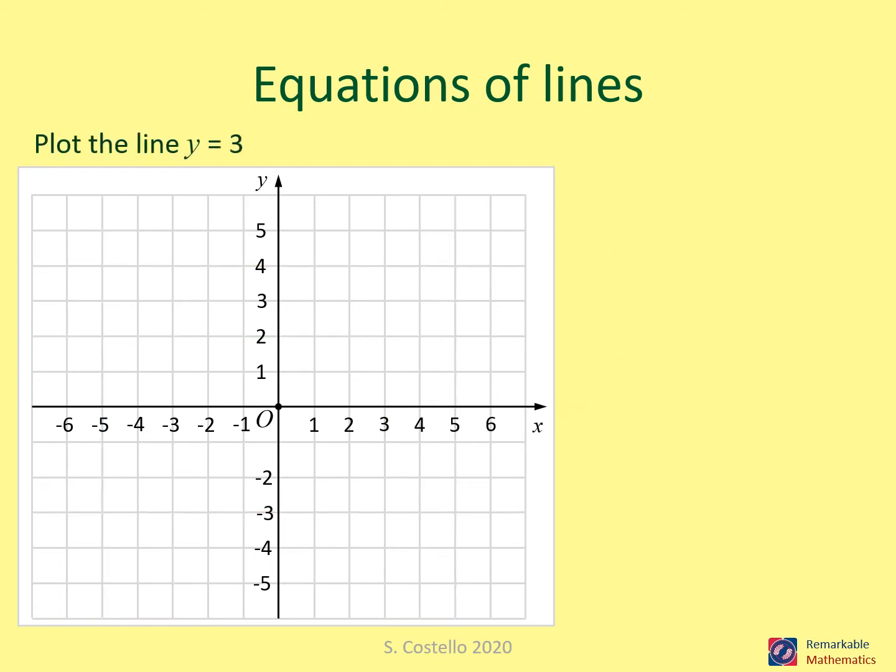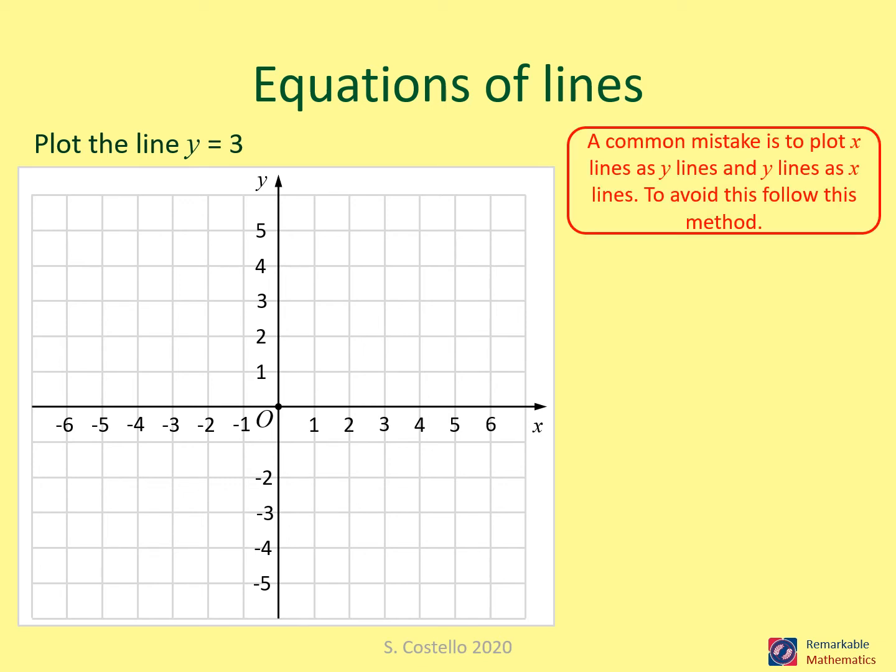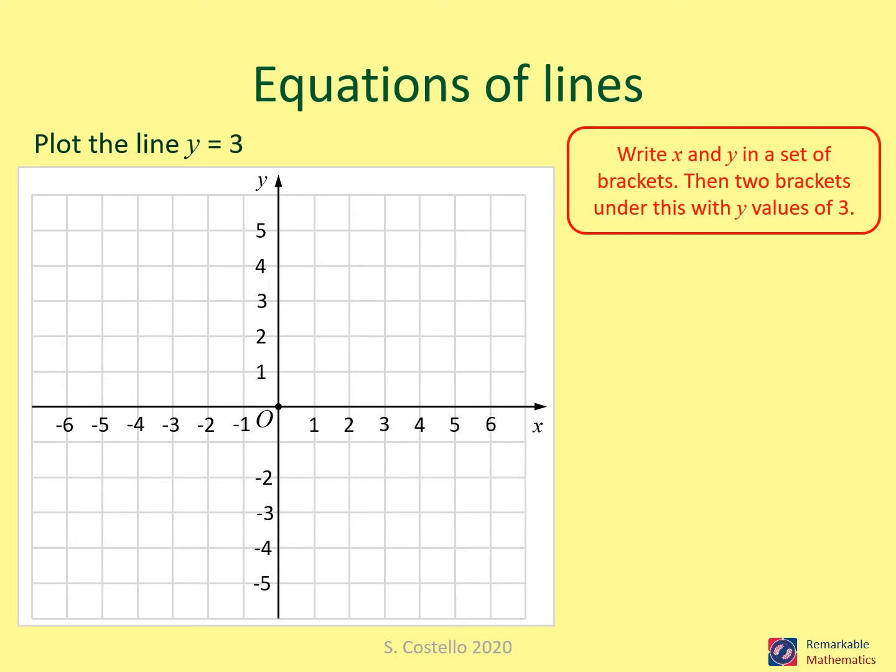Plot the line y equals 3. Again, a common mistake is to plot the x lines as the y lines and the y lines as the x lines. To avoid this, follow this method. Write x y in a set of brackets, then put 2 brackets underneath it with a y value of 3. So there's our brackets, the first one and the second one, and we've written the y coordinate of 3 in there already.